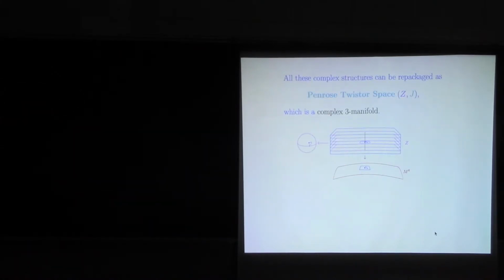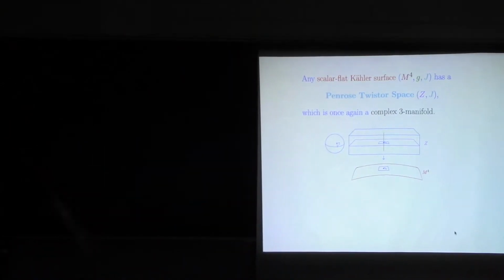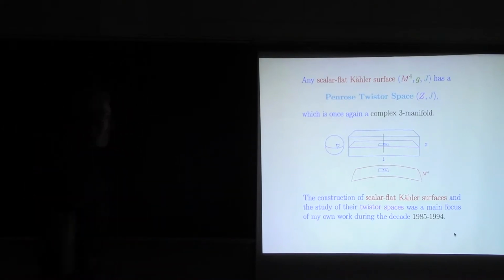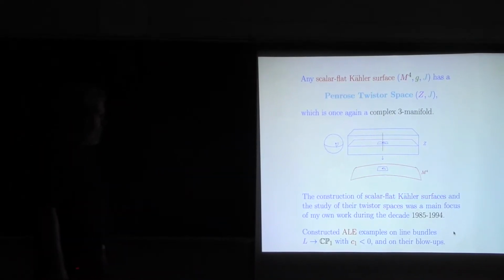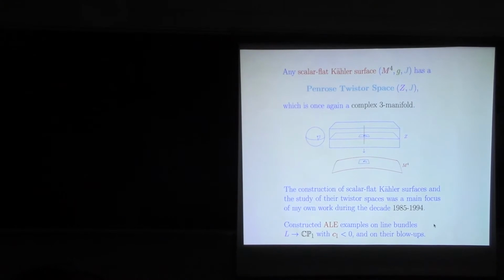Now, I said for hyperkähler metrics there was this Penrose twistor space, and this is something that you get when you have a Kähler metric on a four-manifold which is Ricci flat. But in fact, you don't need it to be Ricci flat. It's enough for its scalar curvature to vanish. That's enough to guarantee that there is this integrable three-manifold associated with it called its twistor space. And in my youth, I studied twistor spaces of scalar flat Kähler manifolds and I used these ideas to construct new scalar flat Kähler ALE manifolds.